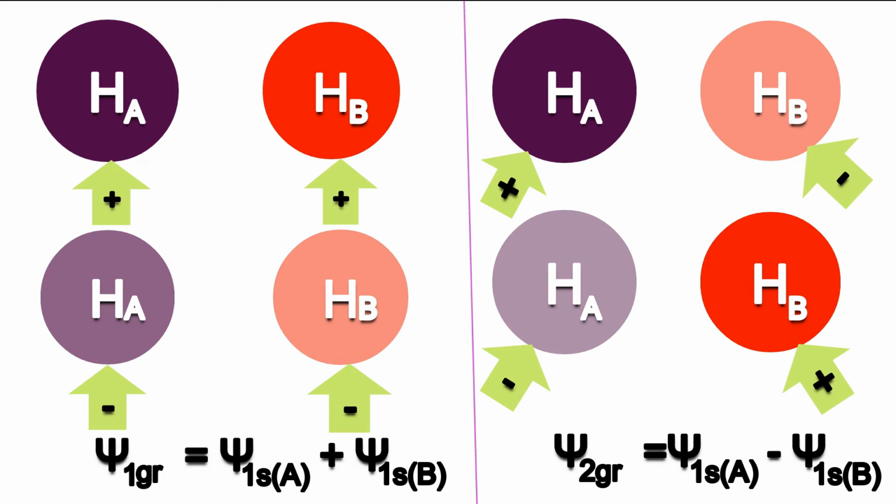Why minus sign? Because unlike signs, different signs are there, different wave functions are there for group orbitals A and B. It means if one is positive, the other will be negative and vice versa. Therefore, psi1s for hydrogen atom A minus psi1s for hydrogen atom B. What is psi? It is a wave function.